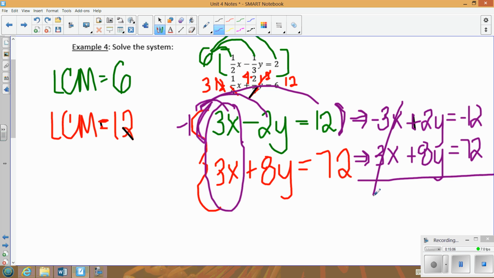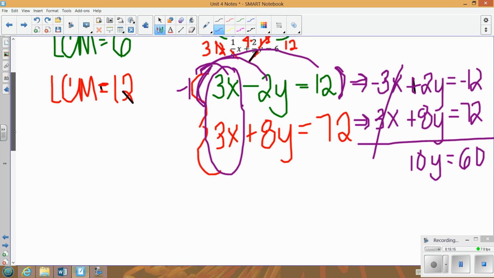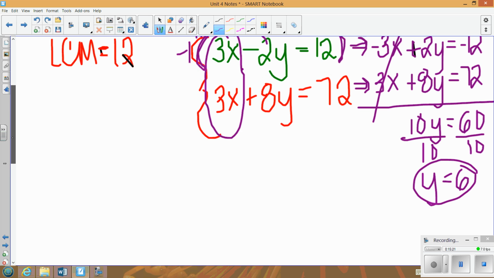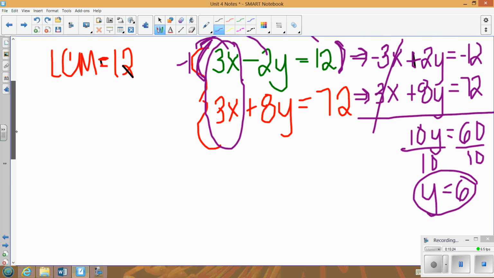So those are going to cancel. I have 10y. This is going to give me 60. Divide everything by 10. We get y equals 6. So now the last thing you have to do is substitute back in to find x.